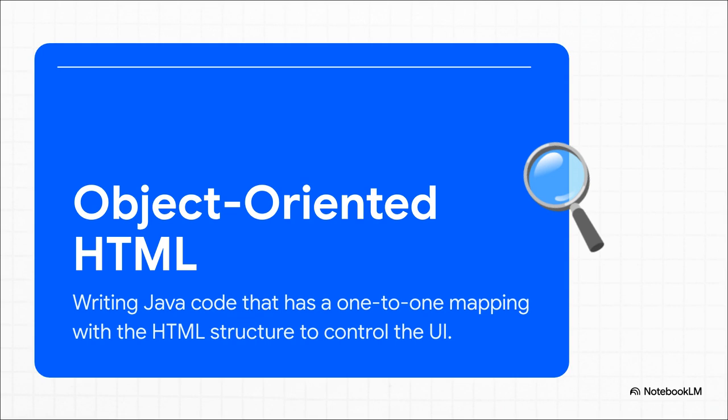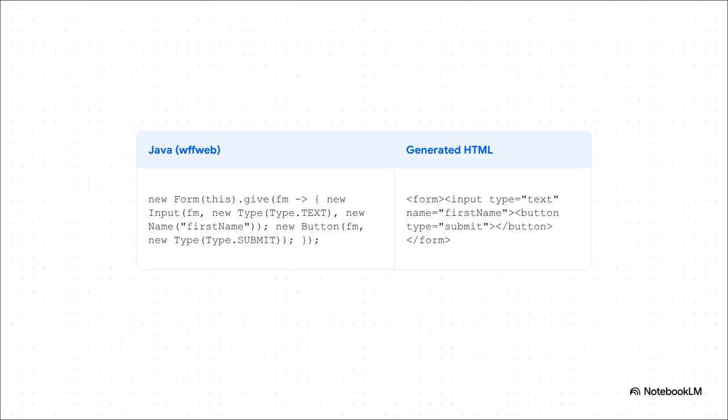Instead of writing HTML files or messing with templates, you just instantiate Java objects, like new form or new input. Every single tag, every attribute, becomes a Java object that you control 100% on the server. So here's what that actually looks like. On the left, you've got the Java code, written in a nice, modern functional style. You're just creating a form object and giving it an input and a button. And on the right, that's the result. Perfectly clean, standard HTML. There's no weird templating language, no magic strings, just a direct one-to-one mapping from your Java objects to the final HTML.